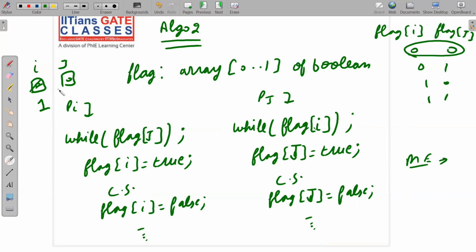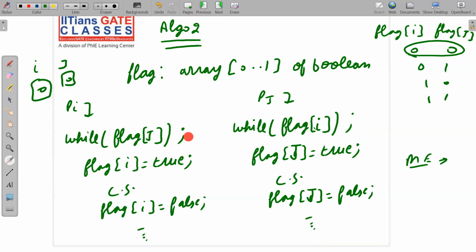Okay, so I will say initially both are 0. Let me draw it again. Initially both are 0. So PI will apply this loop, while flag j is 0. So obviously the loop will be broken. Now I will say control does not come here; immediately an interrupt comes and control is shifted to PJ. Are you getting it? That is the basic meaning of line by line interrupt.